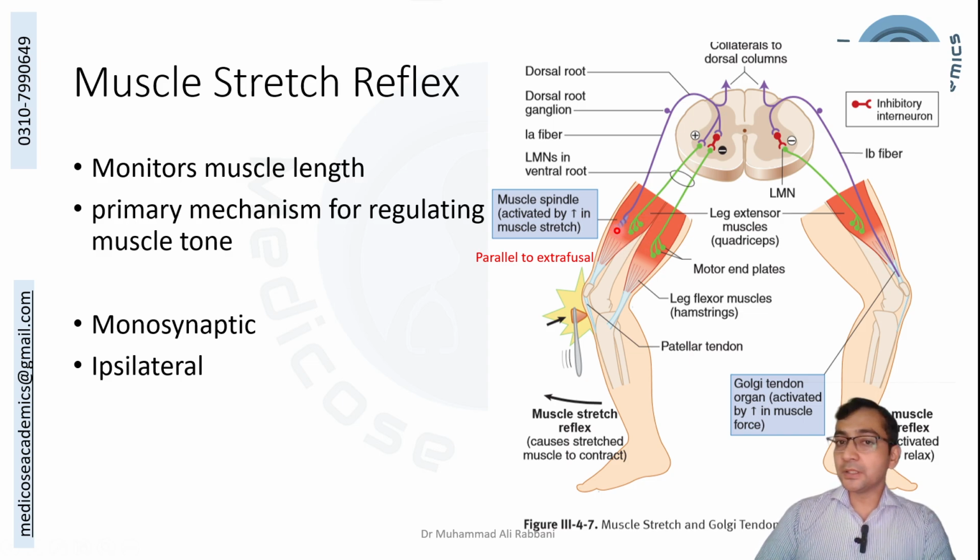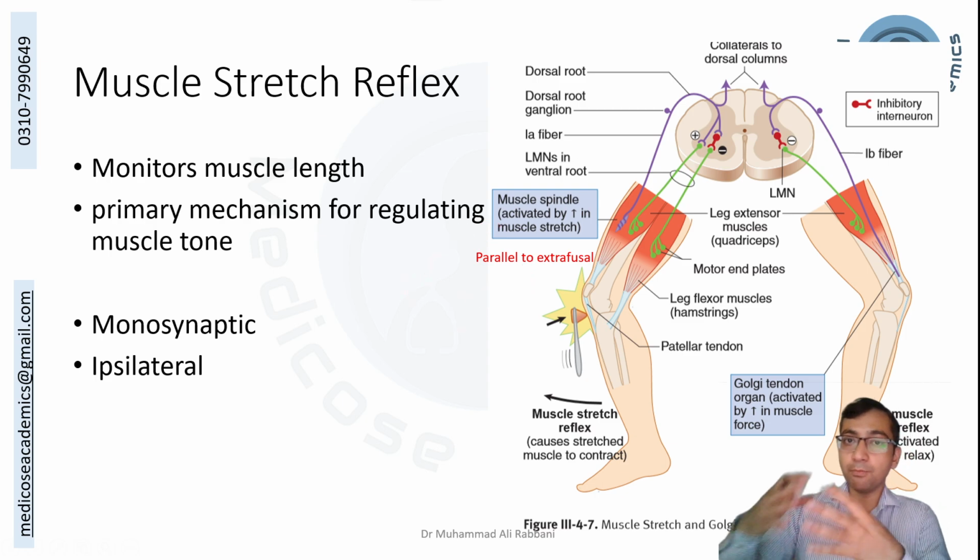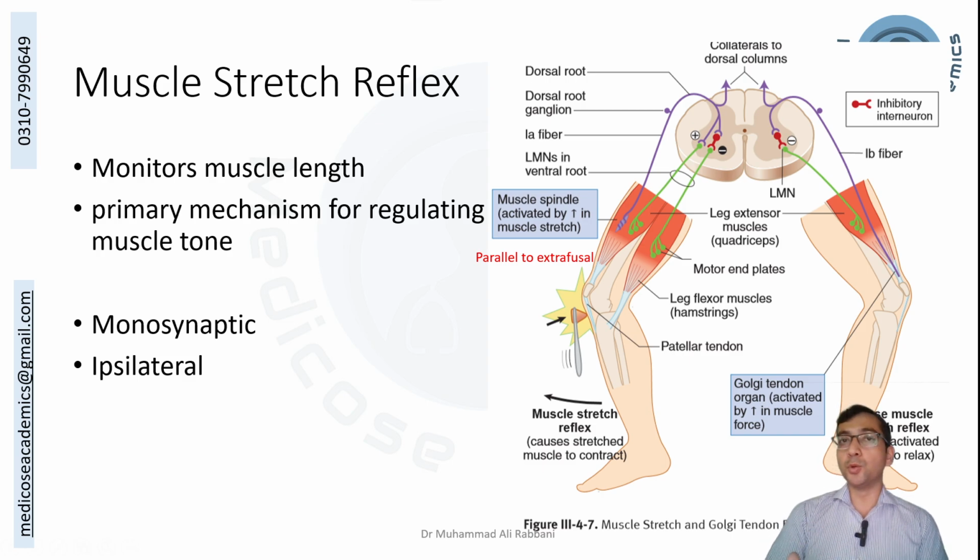And do you remember the gamma motor neurons, what was their function? The gamma motor neurons were increasing the sensitivity of the muscle spindle. So when the gamma motor neurons are firing at a high rate, the muscle spindle will become more sensitive and respond more and more to even smaller changes. So the muscle tone will be increased, and the reflex activity will be increased.